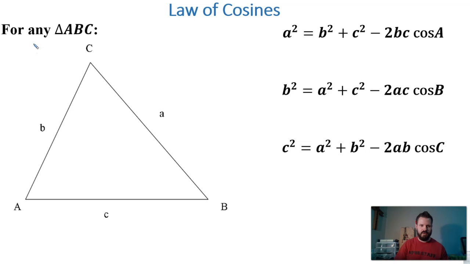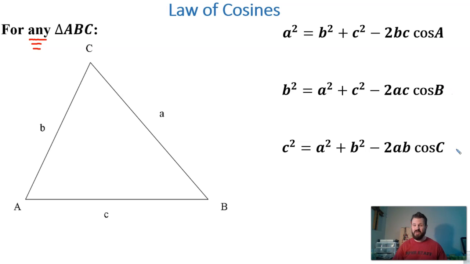For any triangle ABC, and the big thing here is any triangle, it doesn't need to be a right triangle, acute triangle, or obtuse triangle. These laws work for any triangle. So if we have our angles A, B, C and side lengths little a, little b, little c, we have these three equations. Now it looks like, holy smokes, three different things to memorize. Once we look at them, you'll notice that they're all kind of the same equation. We have a squared is equal to b squared plus c squared minus 2bc cosine A.